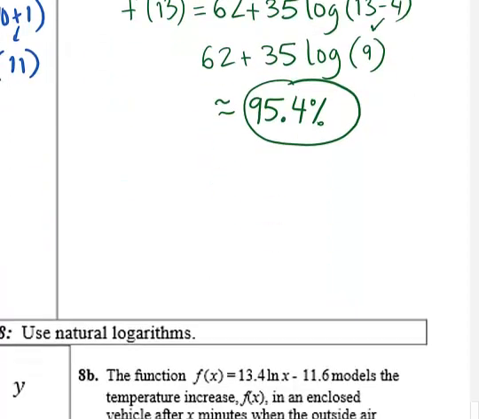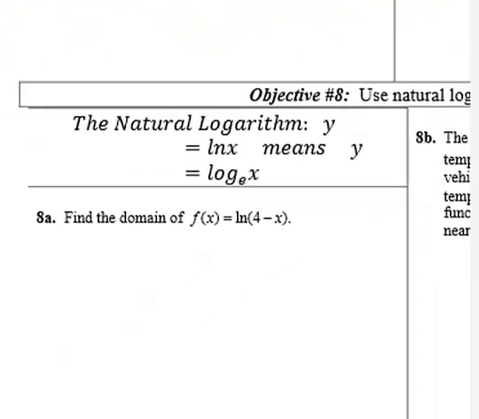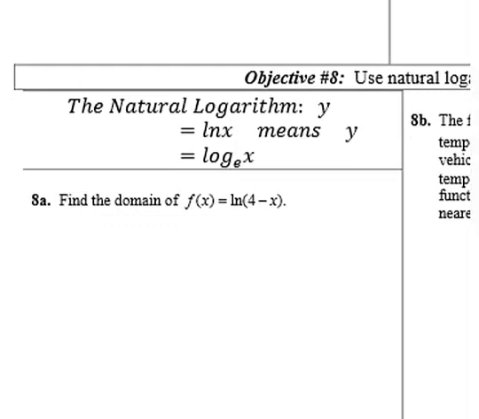Now these last two application problems involve what we call a natural log, which involves the letter e. If you remember, e was the number 2.718 and went on and on. I think we said that number occurs a lot in nature, like population growth and a lot of things like that. You see e a lot of times, so I think that's why they call it the natural logarithm.